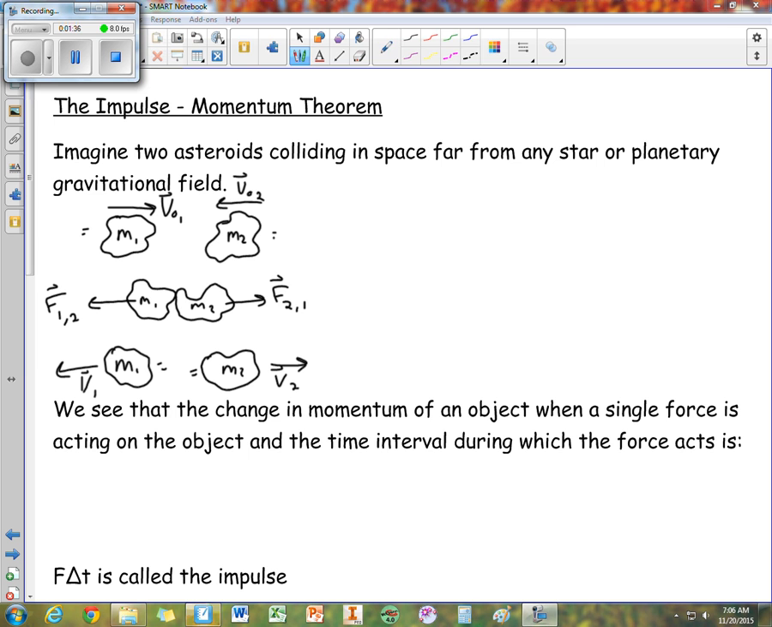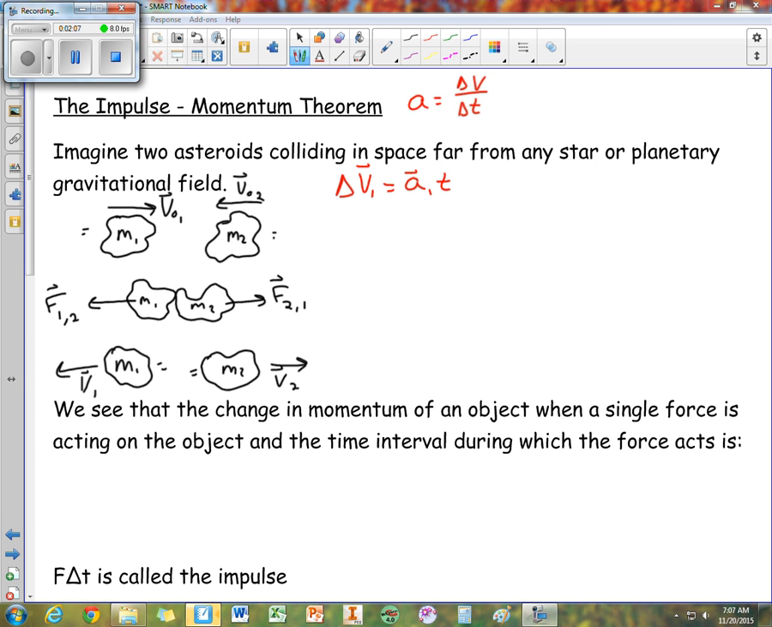Well, first off, we can take a look at acceleration. Now, acceleration is defined as the change in velocity for some sort of time interval. So for object 1, we see that it's going to have a change in velocity, and that will equal an acceleration multiplied by a certain amount of time. And these are vectors.